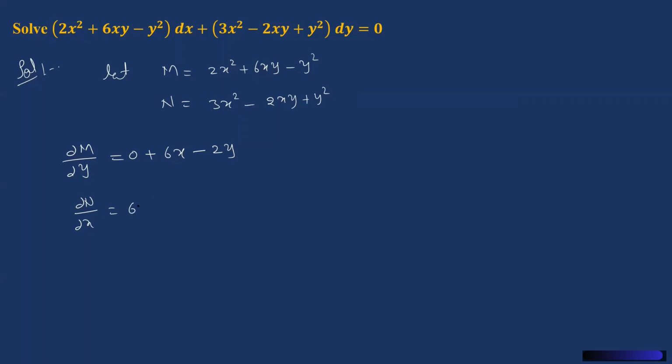Then dou n by dou x is equal to, see here it is 3x square. So when you differentiate that, 2 times 3x or else 3 times 2x, it is 6x minus, now this 2y is a constant here. So when you differentiate the remaining x, it is 1 plus, the last term, y square, it is independent of x. So its differentiation is 0. See, you are getting the same. Therefore, at this moment, you can say dou m by dou y is equal to dou n by dou x. As these two are equal, therefore, you can say the given equation is exact.